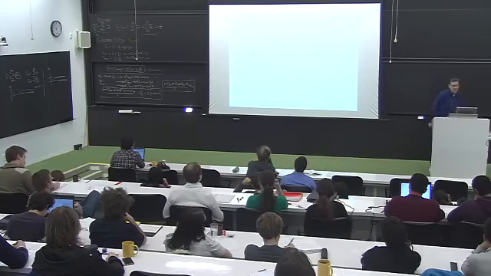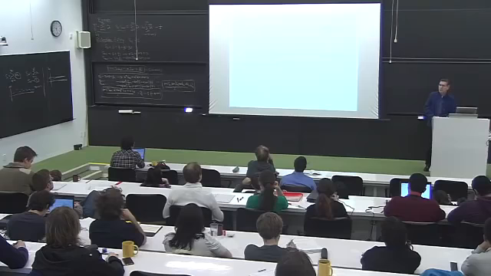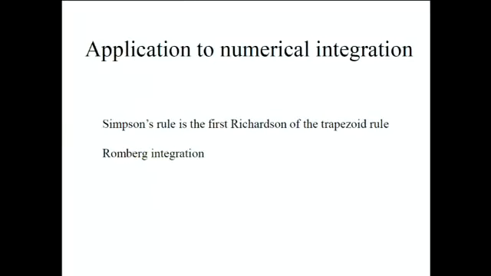Because, have you done numerical integration? You haven't done numerics in this class. If you know how to do numerical integration of a function, one kind of numerical integration is called Simpson's rule. And Simpson's rule is the first Richardson of the trapezoid rule.